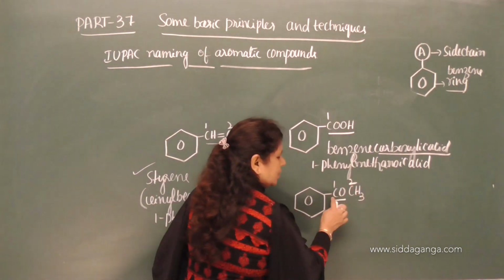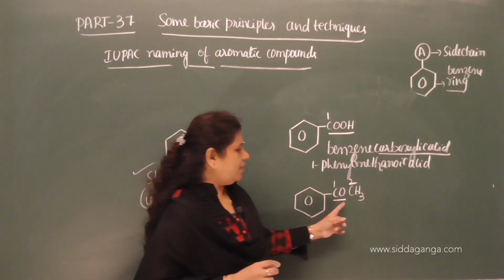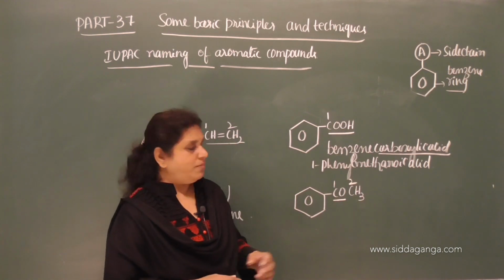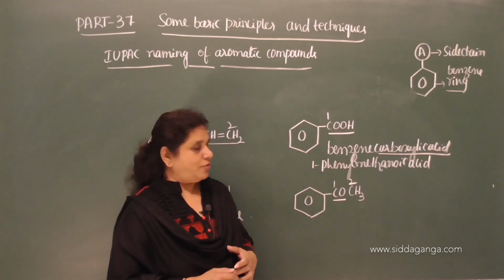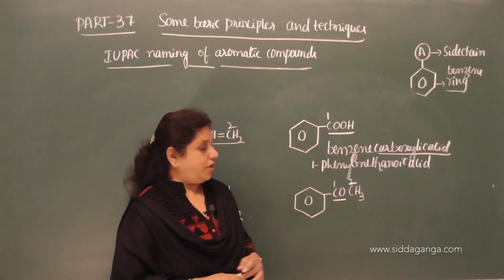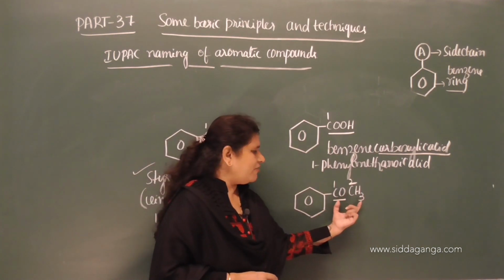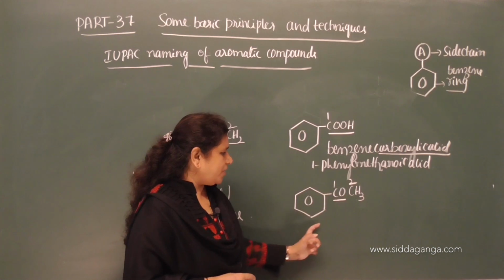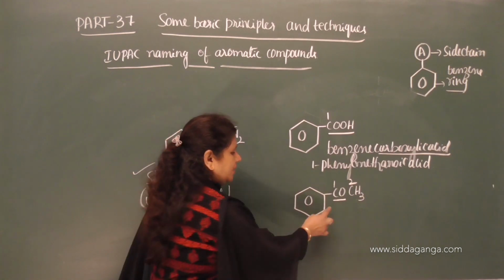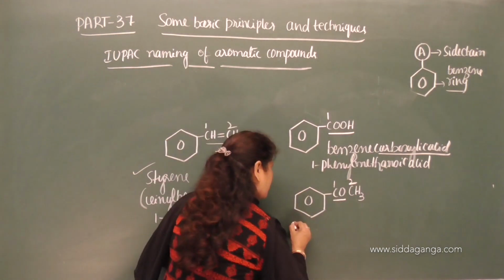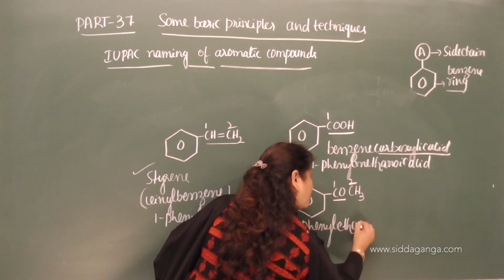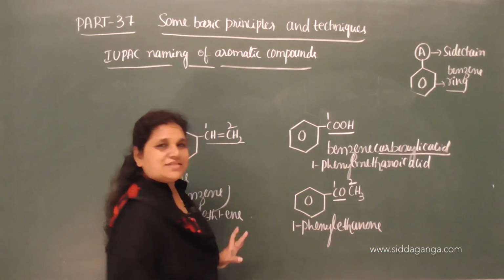Similarly, what is the name here? 1, 2. So 2 carbon atoms are there. Ethane, and "one" is the secondary suffix for the ketone functional group. CO is the functional group of ketone. Ethanone is the name of this compound, and it gets substituted with the benzene ring, but the benzene ring containing one vacant bond becomes a substituent phenyl group. So therefore the name is 1-phenyl ethanone.